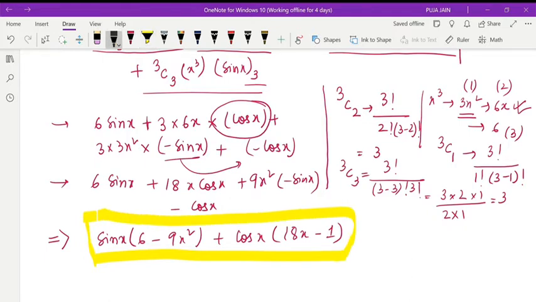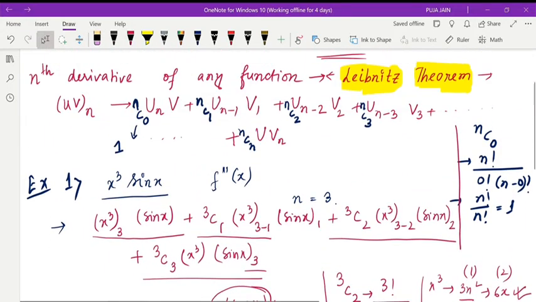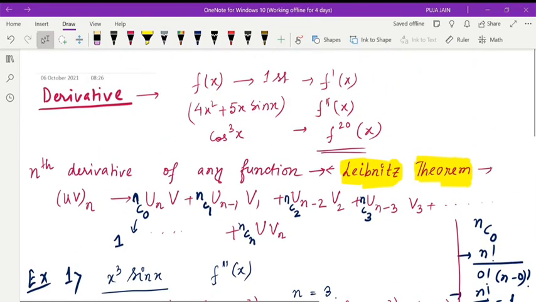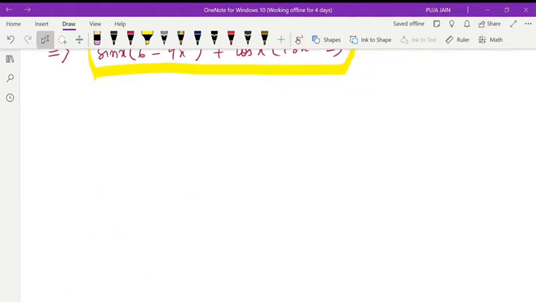So in this way we can find the nth derivative of any function. I hope you understood this. So this is how to find the nth derivative of any function. Next we will do some problems. Then again we will study another concept, maxima and minima. So first let us do one sum.